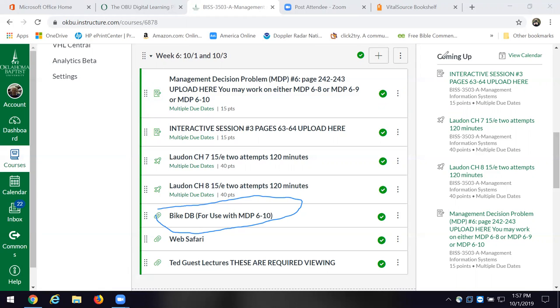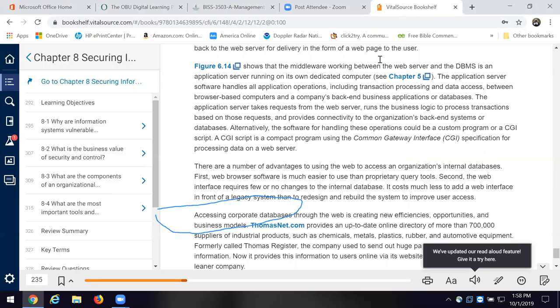You've also got some assignments over chapters 7 and chapter 8 of Laudon, and I want to spend some time today talking about chapter 8. Just my handy dandy annotation, and I'll erase that out. And here we're going to talk about securing information. The authors have divided this up into the following sections: why information systems are vulnerable, the business value of security and control, the different components of an organization, the most important tools, and then they give you a review and a summary.